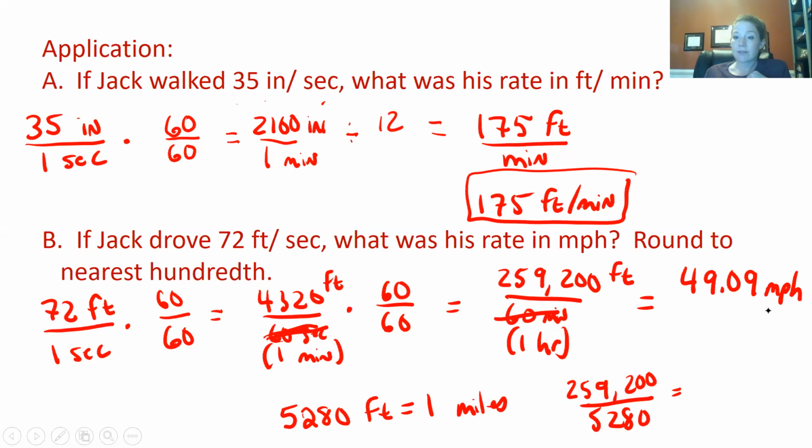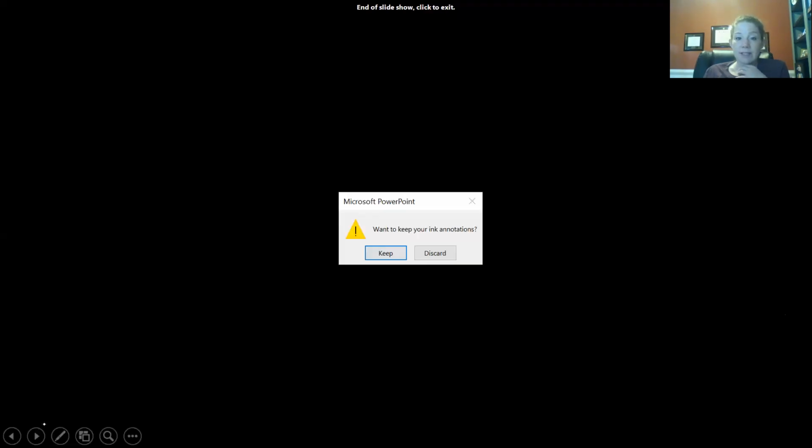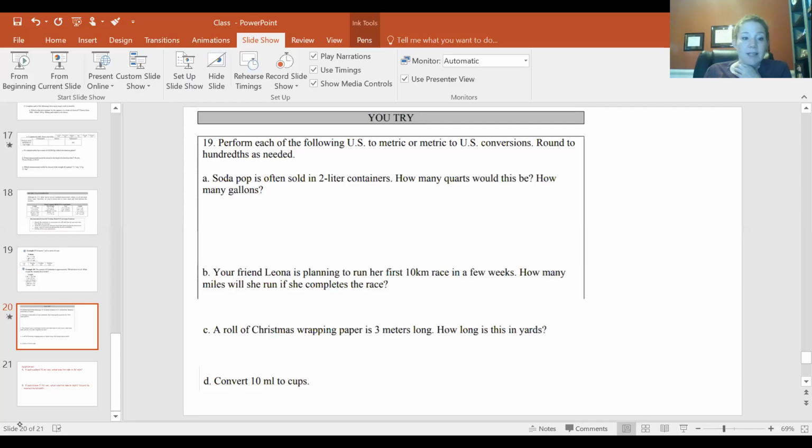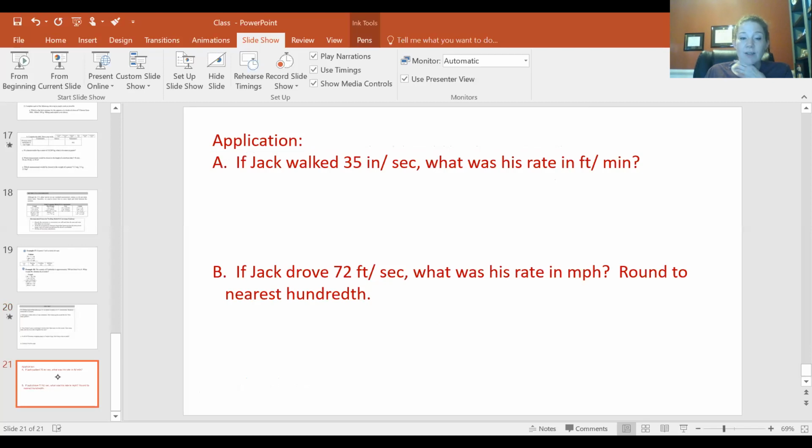Whoops. Well, darn it. Anyway. Well, I deleted the whole thing. So anyway, hopefully you saw that last answer. The final answer was 49.09 miles per hour. So you want to make sure that whatever your denominator is, you want to convert it to the other measurement.